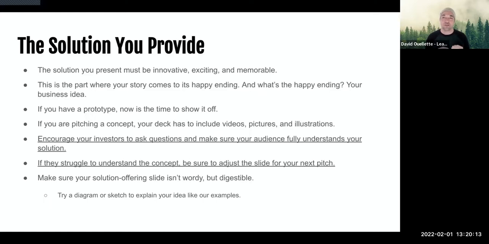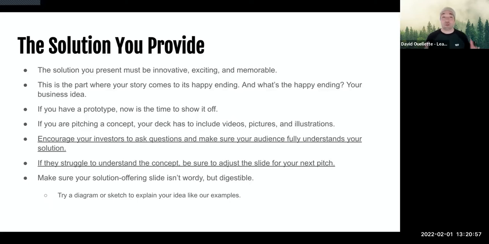So the solution you present must be, hopefully, exciting, and the way you deliver it should be memorable. Maybe it's innovative, maybe it's not. Not everything here needs to be a brand new idea that doesn't exist, but you should have some excitement, and it should be memorable in the way you present your solution. This is the part where storytelling can come back in, depending on if you're a storyteller or not. With the problem you've identified, you've told a story that doesn't have a happy ending yet. The solution is where you provide that happy ending. Your happy ending is your business idea.